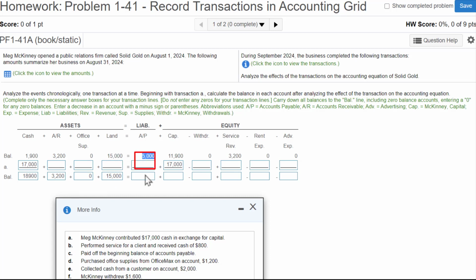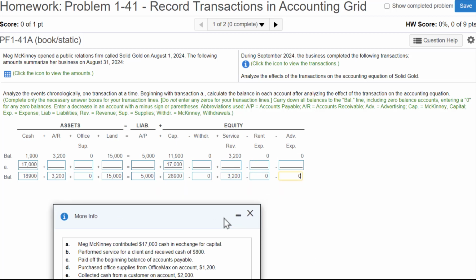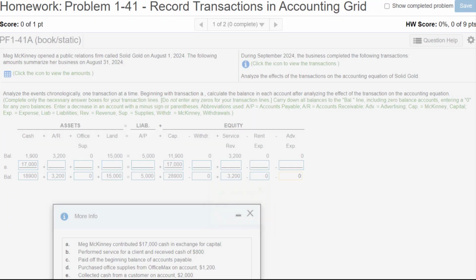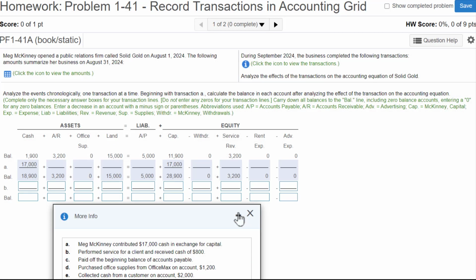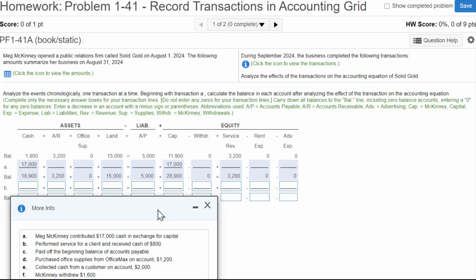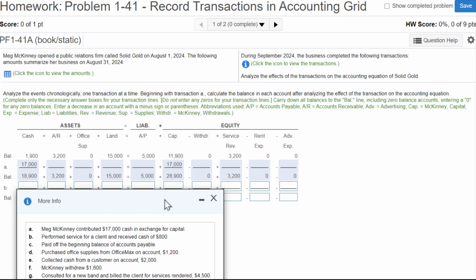Just be careful. So land, our balance is 15,000. AP, accounts payable, 5,000. So 11,900 plus 17,000 gives us 28,900. Withdraws, put a 0 in there. Copy and paste the service revenue, 0. I'm going to hit tab. It takes me to the next field, 0. All right, so now I can check my answer.